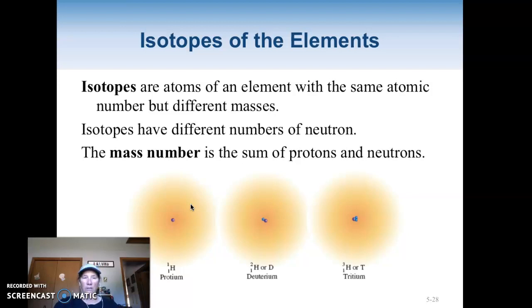Here are the ones for hydrogen. Hydrogen has no neutrons, 1 neutron, and 2 neutrons. When you write it, you put the atomic mass up here and the atomic number down here. Sorry, the mass is on top and the number is on the bottom. This one has 1. Now you have 1 proton and 1 neutron, so it's 2, and now you have 2 neutrons and 1 proton, so it's 3. So the top is the mass, the bottom is the atomic number. That doesn't change. If you change this number, now you have a different element. So that's an isotope.